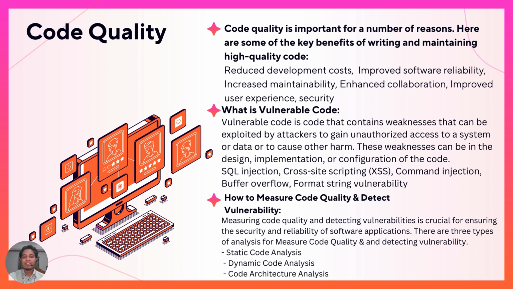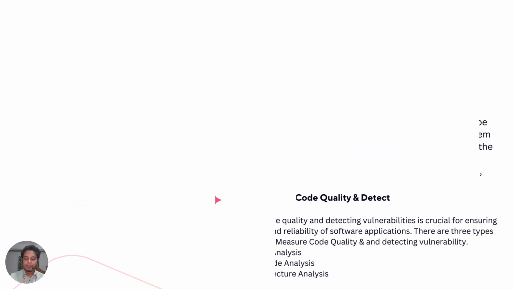This weakness can be in the design or implementation or configuration of the code. Basically, how to measure the code quality and detect the vulnerabilities? We have three kinds of analysis. Those are static analysis, dynamic code analysis, and then code architecture analysis.